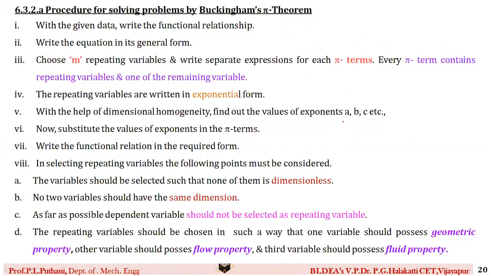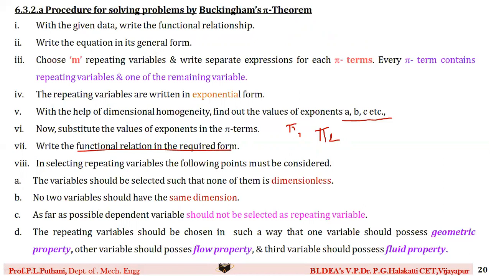dimensional homogeneity to get the values of a, b, c using the value of exponents. Once you get the values of a, b, c, you have to substitute in the dimensional homogeneity equation such that you will get the resulting pi terms. The resulting pi terms are nothing but pi 1, pi 2, pi 3, and so on, depending upon the value of n minus m that you have got. And then we write the functional relation as you require for your particular equation.